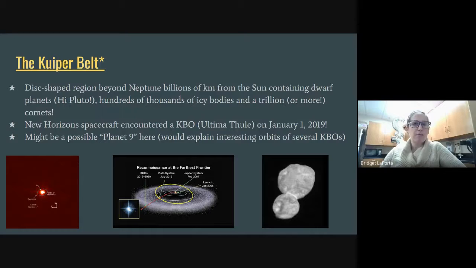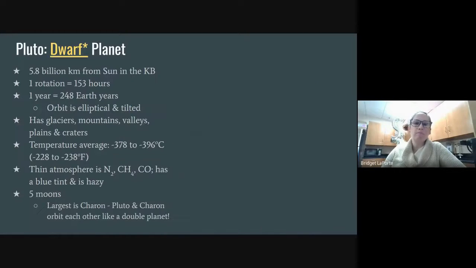Most likely, there's probably another planet out there, maybe a planet number 9 that meets some of the characteristics of a planet, because scientists have observed some characteristics of satellite objects in that area. And again, those orbits of some of those KBOs might indicate that there is another planet out there yet to be discovered, maybe by New Horizons as it makes its way through the Kuiper Belt.